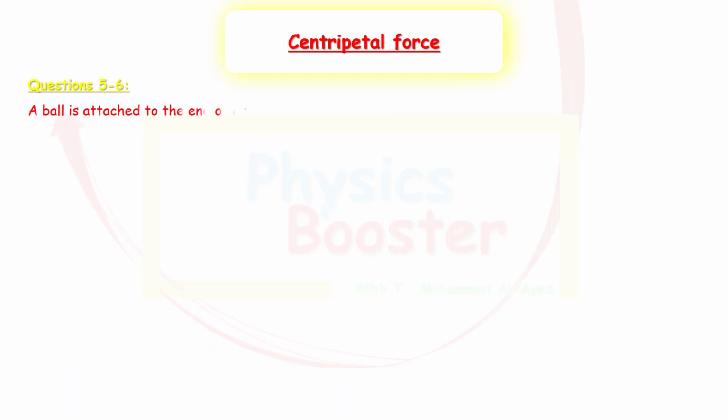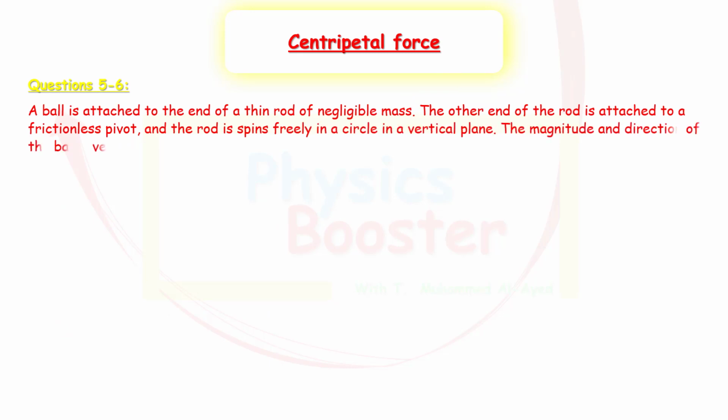Next question, questions 5 and 6 are related. A ball is attached to the end of a thin rod of negligible mass. The other end of the rod is attached to a frictionless pivot, and the rod spins freely in a circular vertical plane. Oh, so there's something new here. We're talking about a vertical plane. In other words, it's not going horizontally, it's going vertically. So it's going up and down.